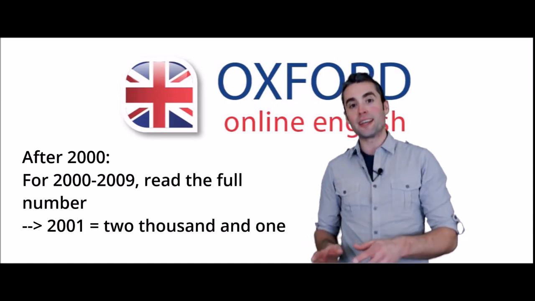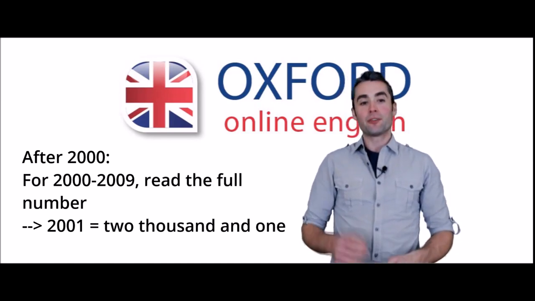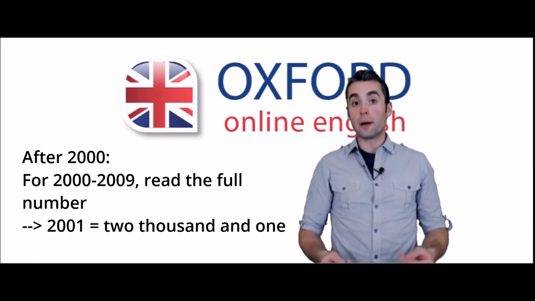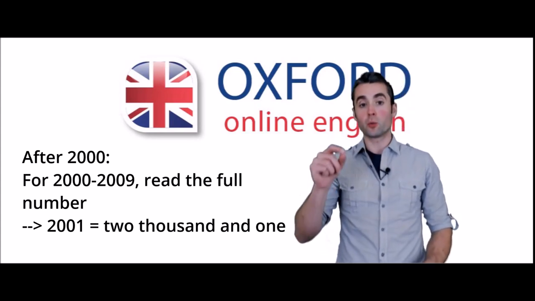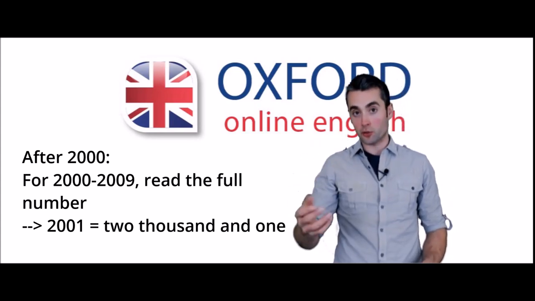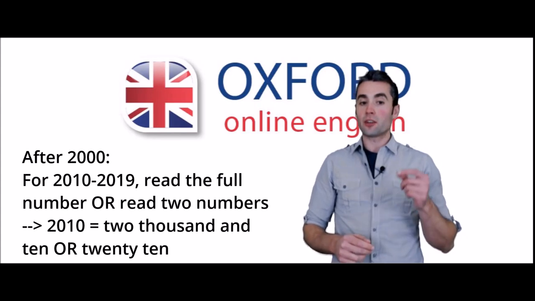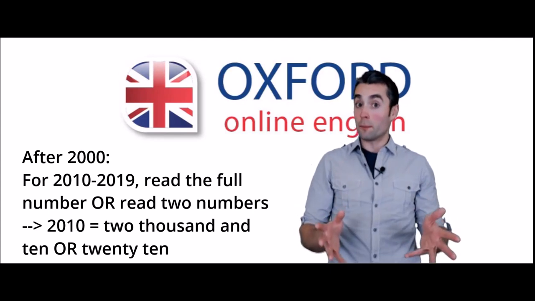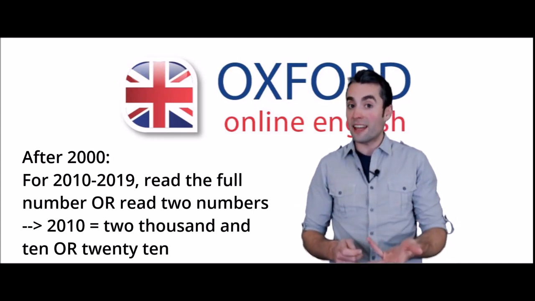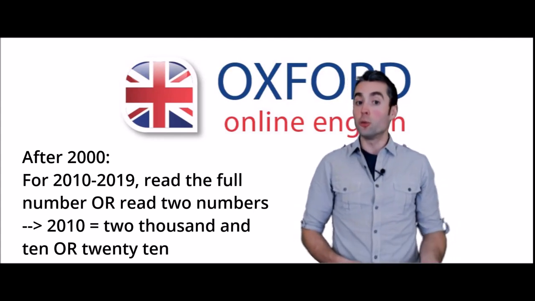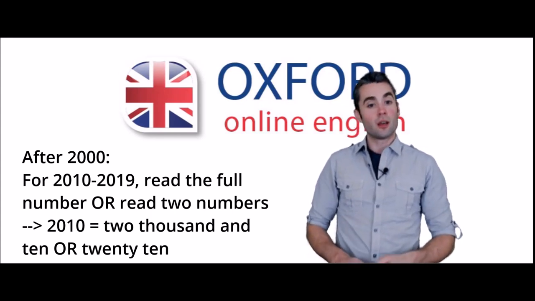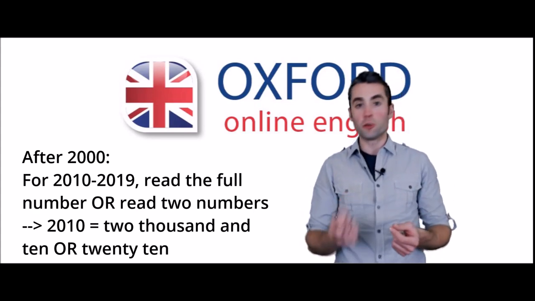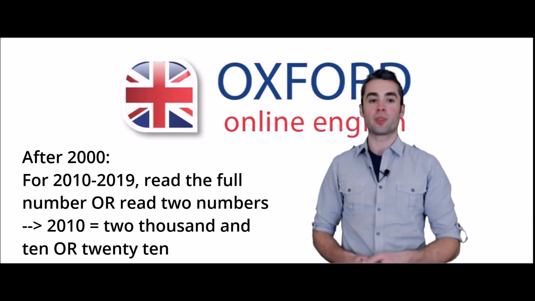For years after 2000, we need different rules. For the years 2000 to 2009, use the full number, 2000, 2001, 2002, etc. For the years 2010 to 2019, you can choose. You can say the full number, you can say 2010, or you can say the year in two parts, 2010. The same is true for all of these years, so you can say 2011 or 2011, they're both okay.